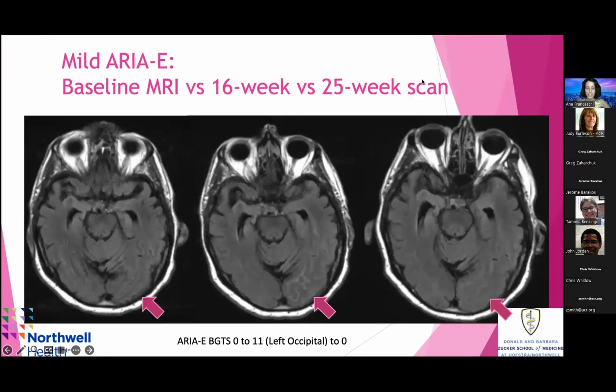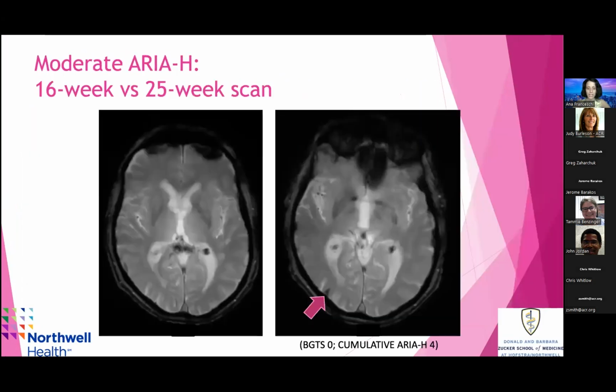Now this was the T2 FLAIR for the same patient. On the left is the baseline scan. In the middle is the 16-week surveillance scan, and then on the right-hand side, the 25-week scan. And you can see in the middle at 16 weeks development of a single area of FLAIR hyperintense signal abnormality in the left occipital region, and this was classified as mild ARIA-E.